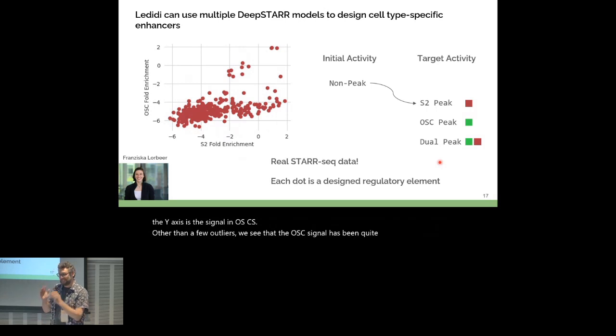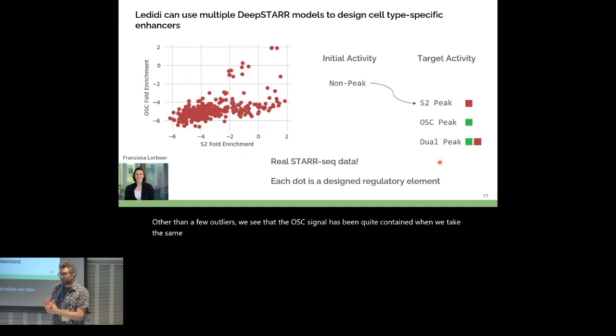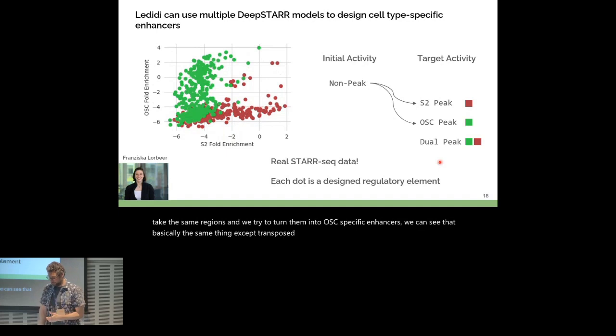When we take these same regions and we try to turn them into OSC-specific enhancers, we can see there's basically the same thing, except transposed. When we take the same regions and we try to turn them into enhancers in both cell lines, we can see that we're basically on the diagonal.